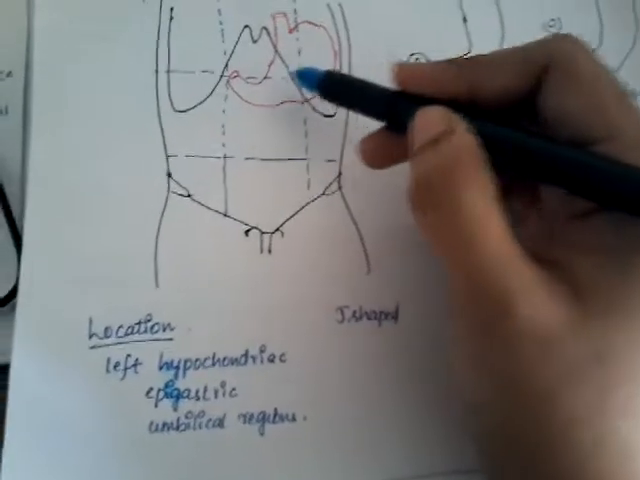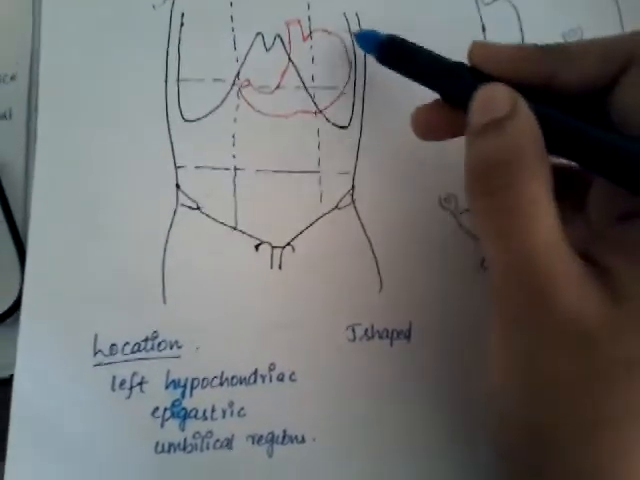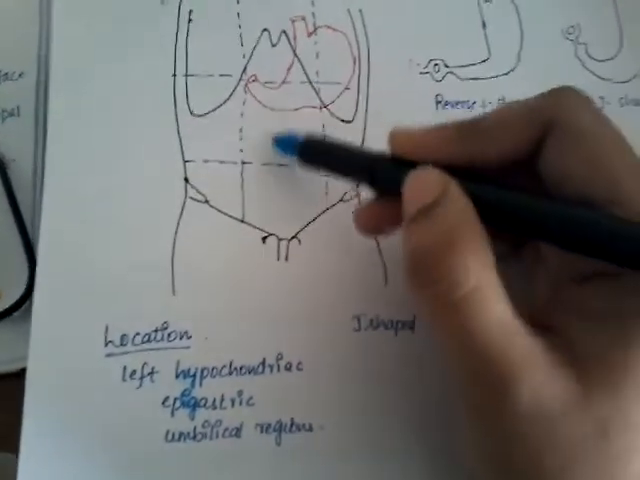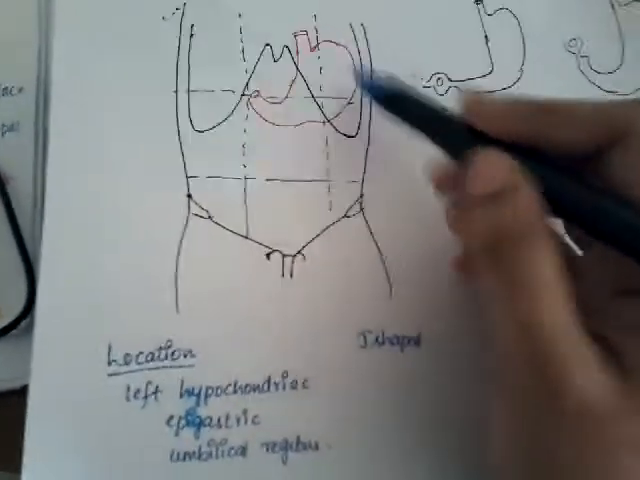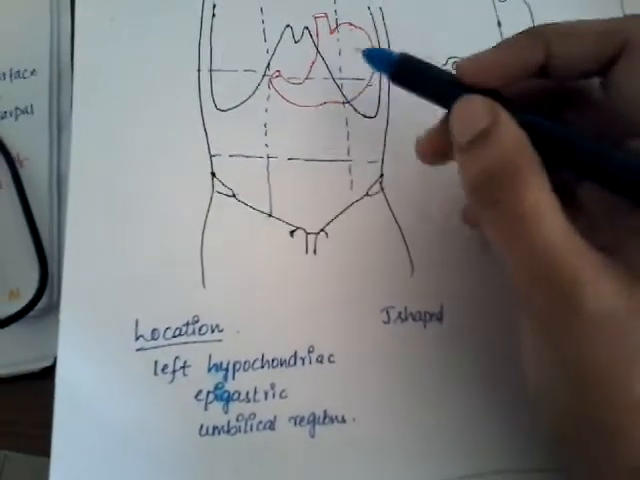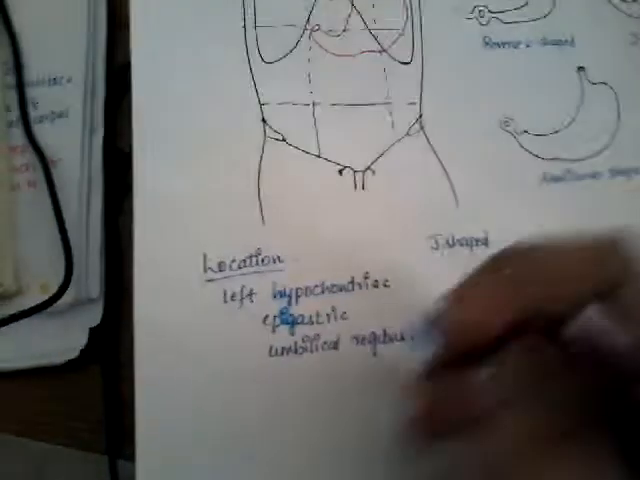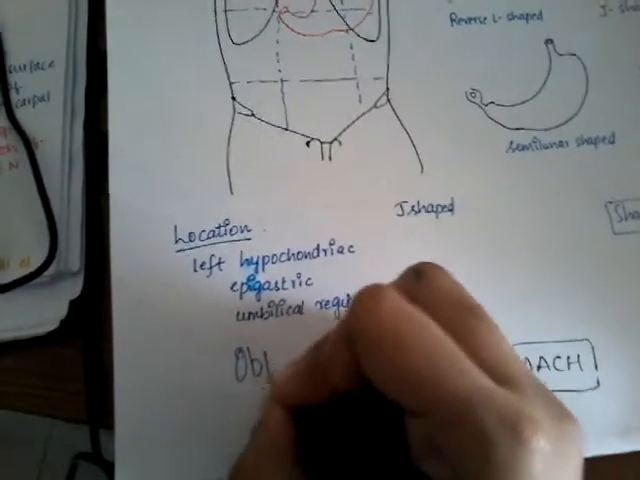The stomach is situated in the epigastric region, left hypochondriac region, and also the umbilical region. So this is the situation of the stomach. It is placed obliquely from the left hypochondriac region to the epigastric region. So it is placed obliquely.